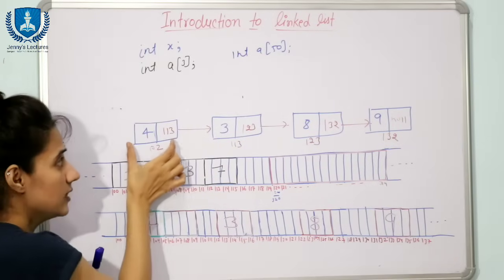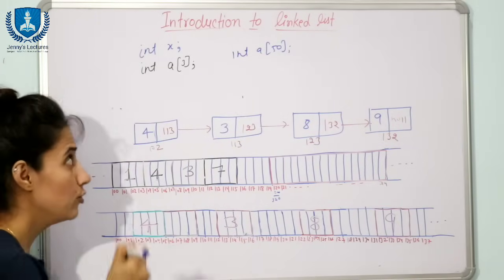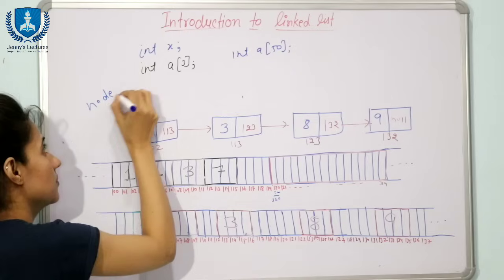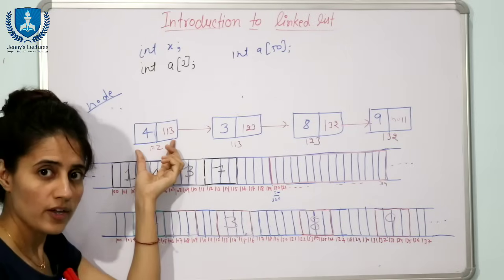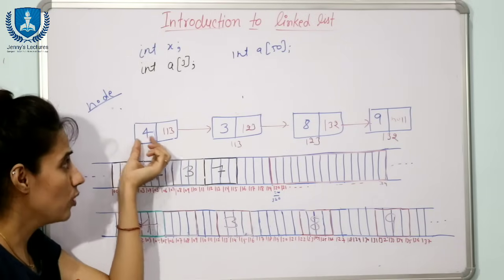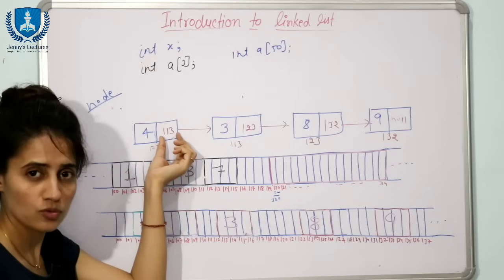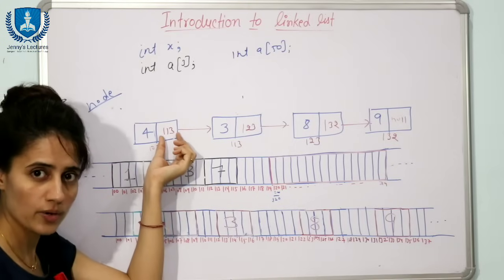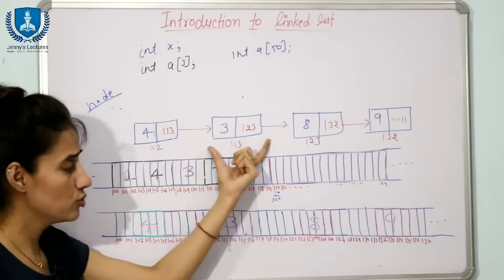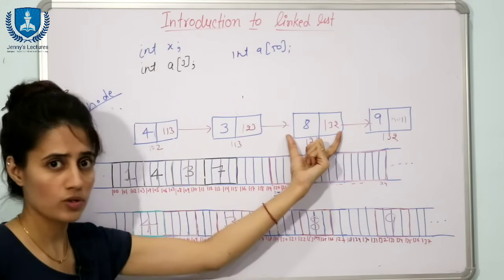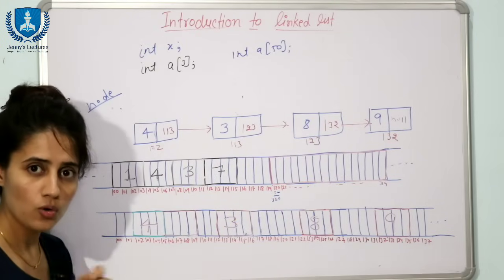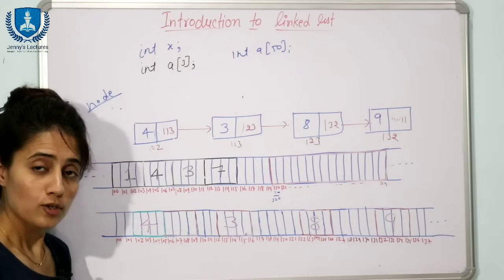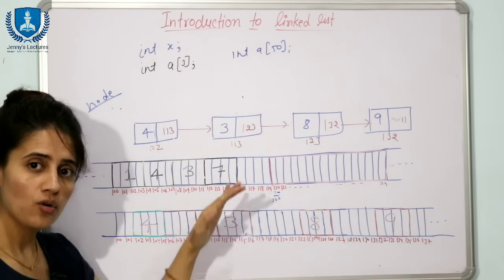So in the linked list, this complete thing is known as a node. Here you can say this is the drawback of linked list: with this value you have to store a pointer also, so some extra space is to be allocated. The pointer to the next node. Here, pointer to next node. This complete thing is known as a node here. Fine. So this removes the drawback of array.